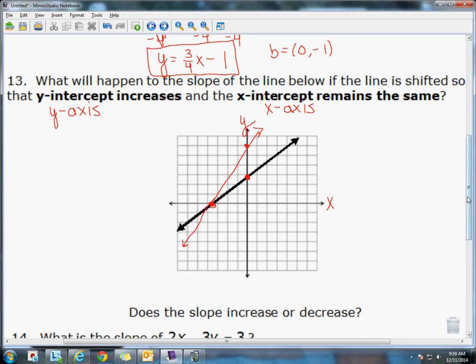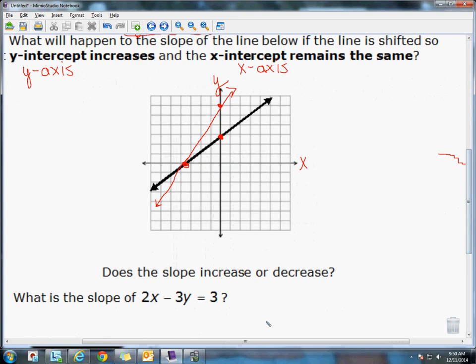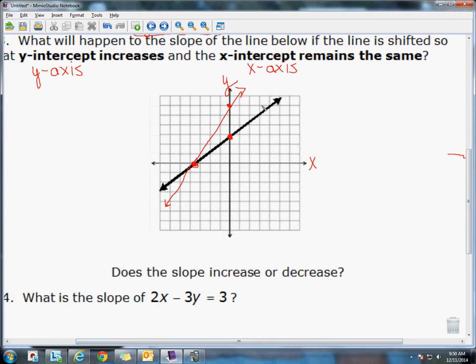Okay, and then the question says, does the slope increase or decrease? Well, think about it. If you were skiing on this mountain, and you got to the bottom and you went to another mountain and you started skiing on here, ask yourself, am I going to go faster or slower on this red line compared to the original? Well, you're going to be going faster. So why do you go faster? Because that mountain is steeper. Well, what makes it steeper? Your slope had to increase.